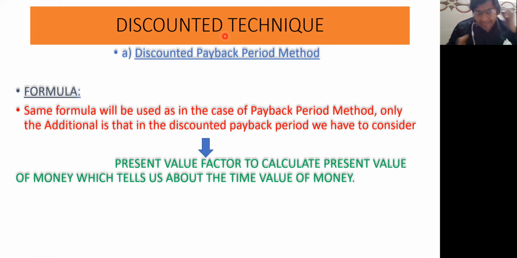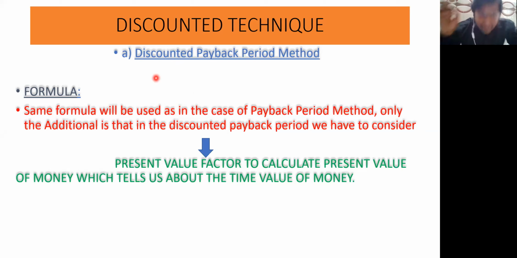So we have studied this earlier, and all the methods under this. The first method is the discounted payback period. You have studied payback period in the non-discounted technique, so the same formula will be applied here. The only difference is the discounted word. While calculating here, we have to find out the PV factor, and with that PV factor, we can find out our present value.